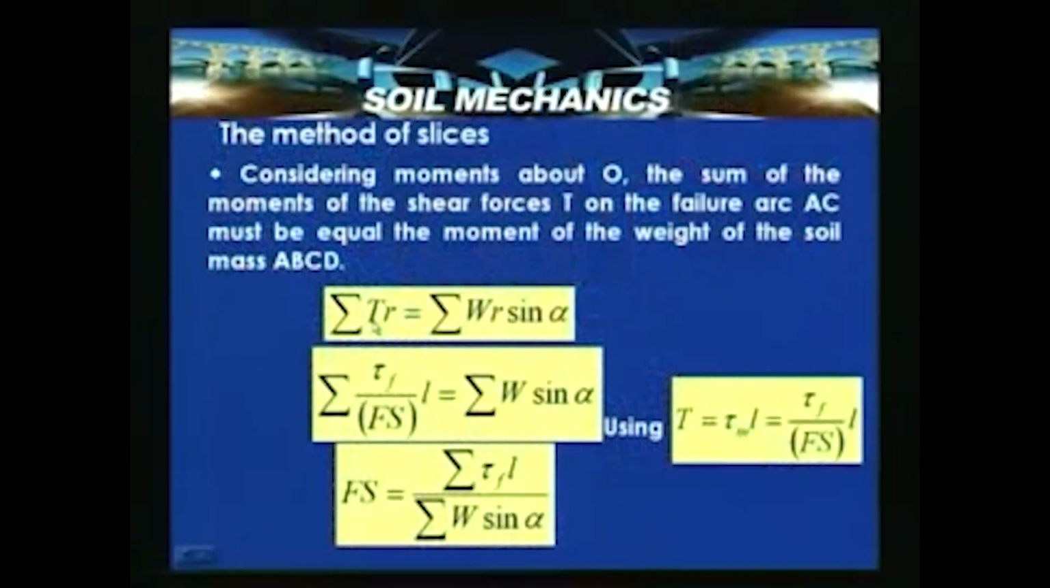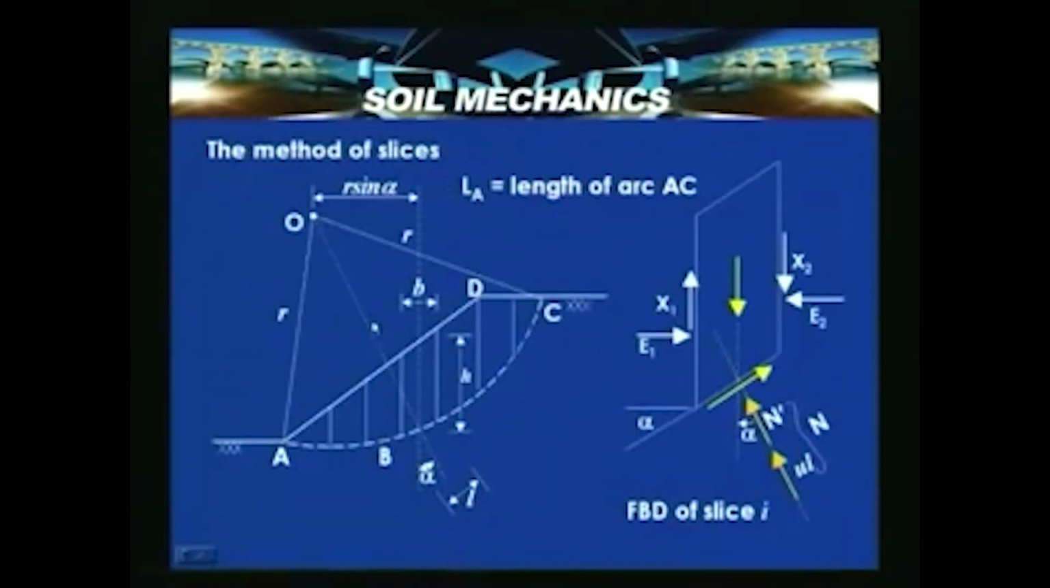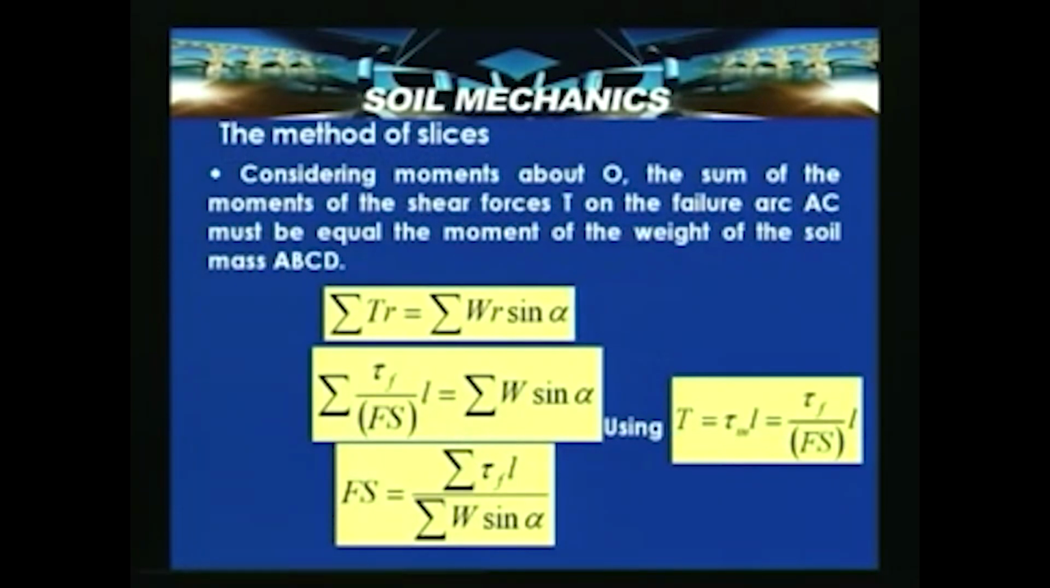So, here sigma T R. That means this tangential force T which is shown, into this radial distance R, is the sum of the moments due to the tangential forces. And the weight W into R sin alpha, that is for the ith slice the moment is W R sin alpha. Similarly, for all the slices, it will become sigma W R sin alpha. So, that is what is indicated here, this has to be equal.